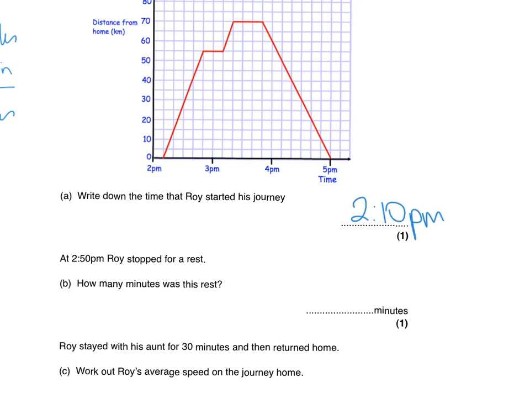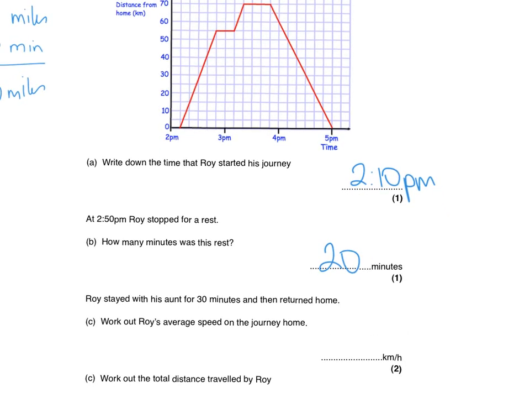Remember about PM. At 2:50, Roy stopped for rest. That's up here. How many minutes was the rest? 10, 20. So 20 minutes. He stayed at his aunt for 30 minutes and then returned home.